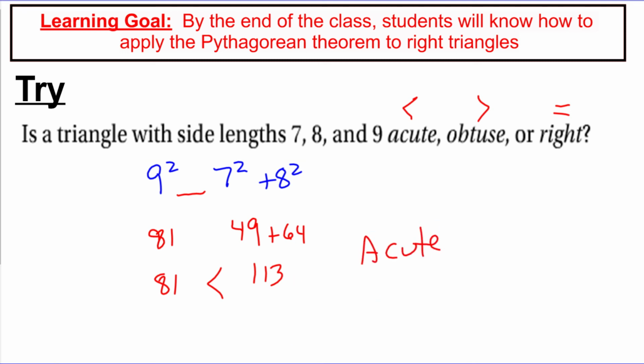So we can actually take the converse of the Pythagorean theorem and not only determine whether something is a right triangle, but determine if it's not a right triangle, is it an acute triangle or an obtuse triangle.